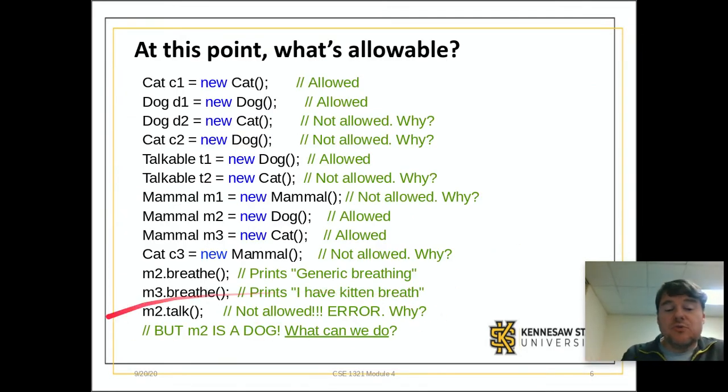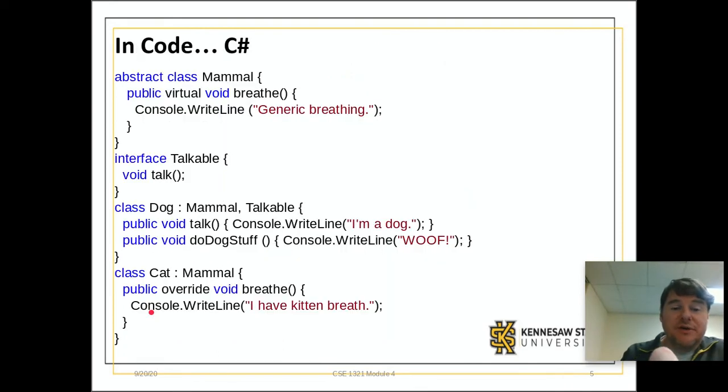All right, this last one does not work. So M2 is of type dog, and we're trying to run the method talk. So why does that not work? Well, because M2 is of type mammal, and there is no method talk up here.